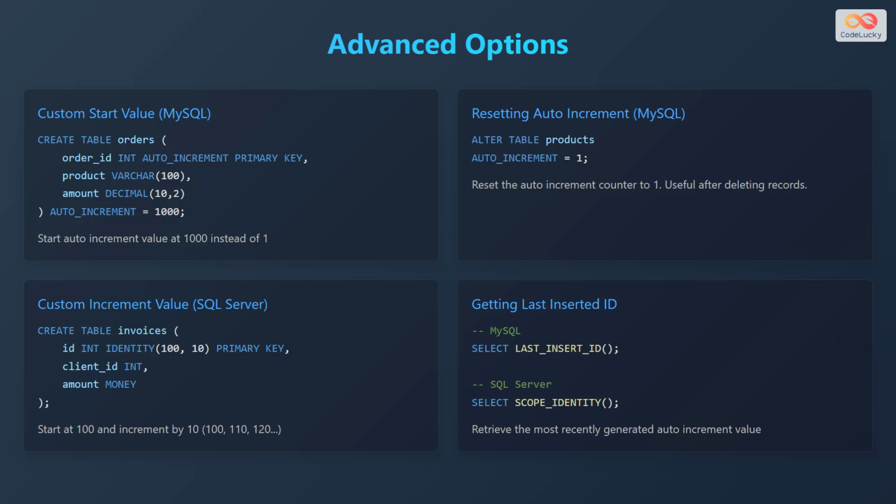In SQL Server, you can customize the increment value of an identity column. Here's how you can start at 100 and increment by 10, resulting in values like 100, 110, 120, and so on. In both MySQL and SQL Server, you can retrieve the last inserted ID. Here's how you can do it in MySQL using the last_insert_ID function. And here's how you can do it in SQL Server using the scope_identity function.